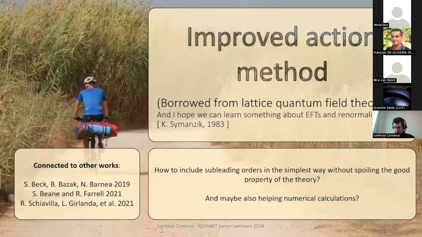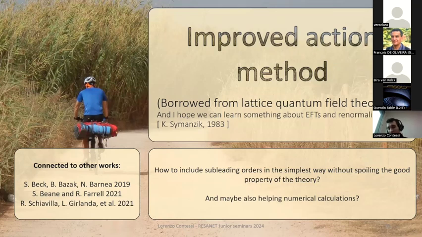Now, this is, I would say, the part that is more propagandistic, in the sense that this is more what we are doing right now. And this is the improved action method. There is a method that we borrowed from lattice quantum field theory. So this is a method that has been used for different purposes and actually in a different way. But that can help with our problem.